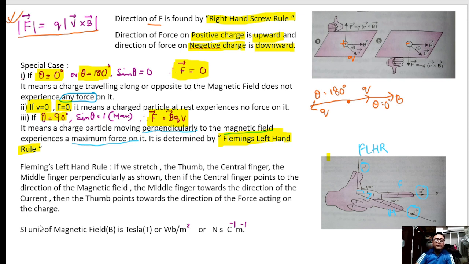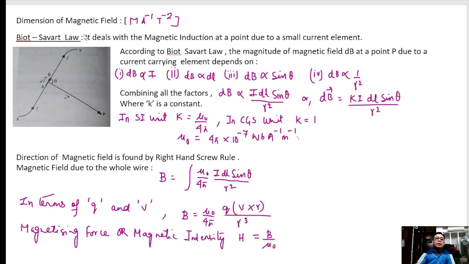Second, what is the SI unit of magnetic field? SI unit of magnetic field is Tesla or Weber per square meter or Newton second per coulomb per meter. Please keep note of these. These are very, very important. Next, dimension of magnetic field. You can have a note of this. M A to the power minus 1 T to the power minus 2, where A is the ampere and T is the time.